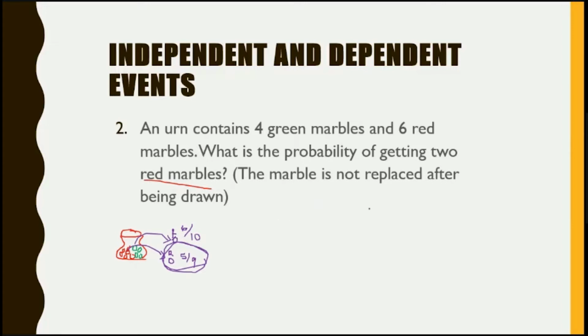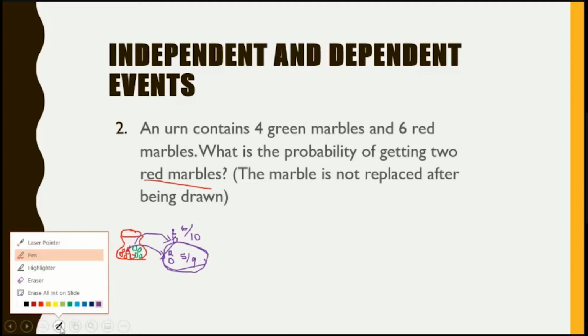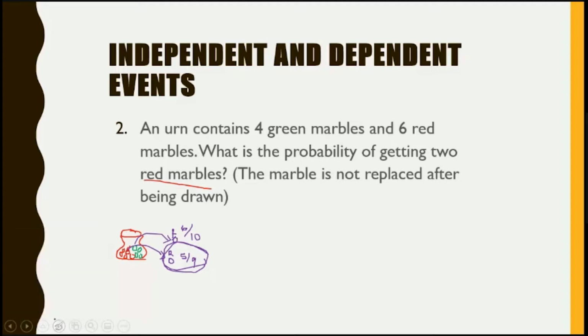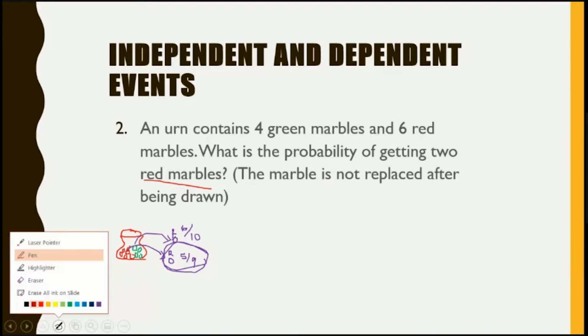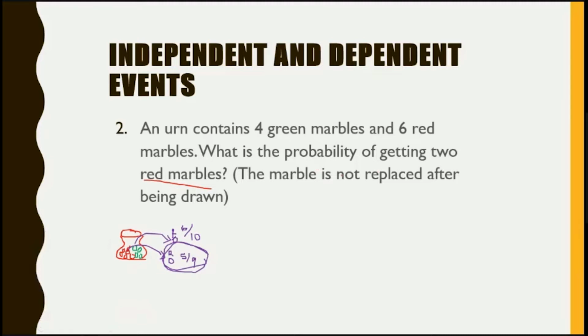However, if the statement says that after getting the marble, it would be replaced after being drawn, meaning when I get the first marble, I place it back and get another one, then these can be independent events. Okay, you take note of the difference.